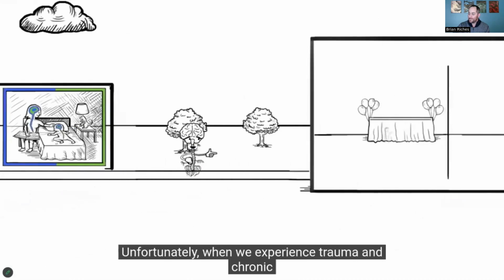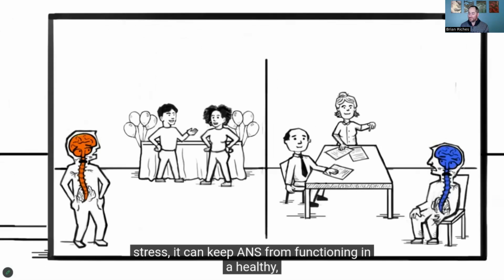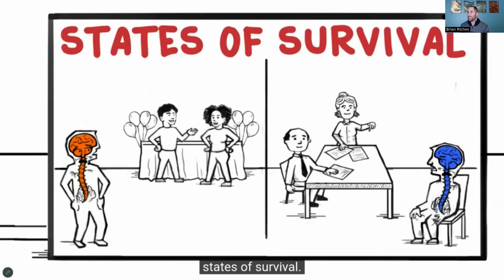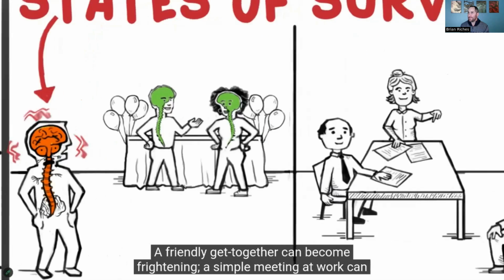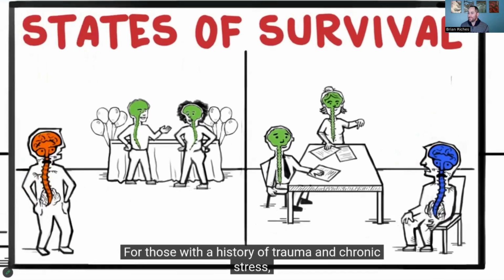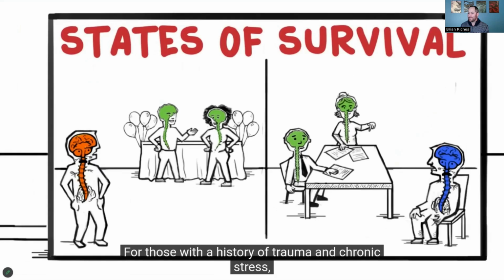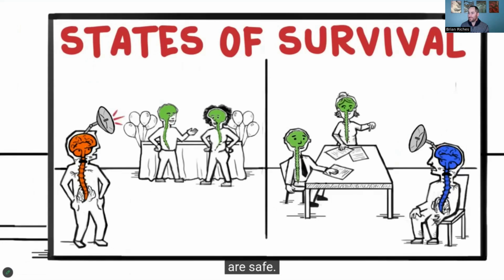Unfortunately, when we experience trauma and chronic stress, it can keep ANS from functioning in a healthy, regulated, and resilient way, and can keep us stuck in states of survival. A friendly get-together can become frightening. A simple meeting at work can become threatening. For those with a history of trauma and chronic stress, the ANS detection system often becomes faulty, constantly signaling danger even when we are safe.